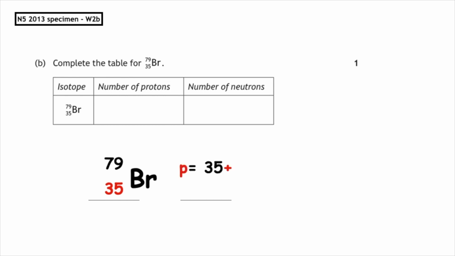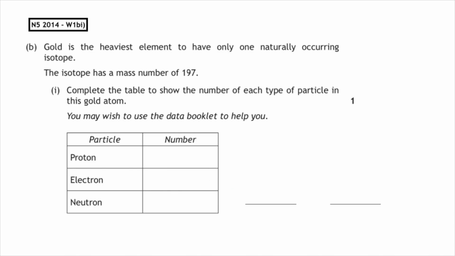Because it tells us that it is an atom, there's no charge above the top right hand side of the bromine. We know that we would have 35 electrons, so the overall charge is 0, so we're focusing on the atom. We want to calculate the number of neutrons, so we do 79 minus 35, which gives us a total of 44 neutrons.